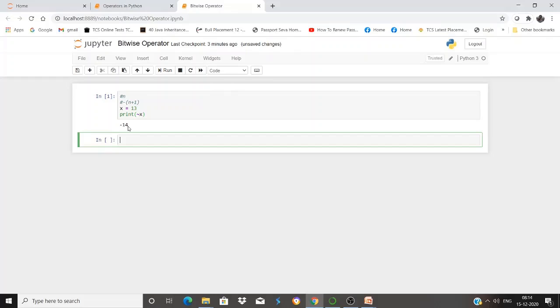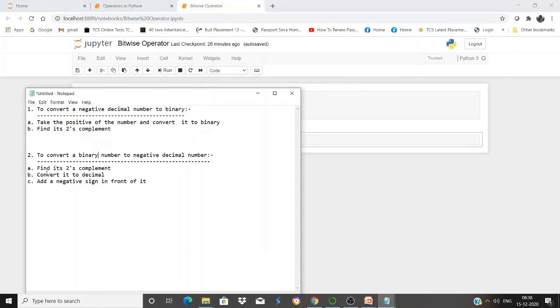Now we will discuss how it is actually working behind the scenes. To understand this, you need to have knowledge of number conversion between binary and decimal number systems. If you are not aware of this, I have given a link in the description section of this video from which you can study this concept. Before going deep into the discussion, let me first discuss two very important concepts related to binary decimal interconversion.